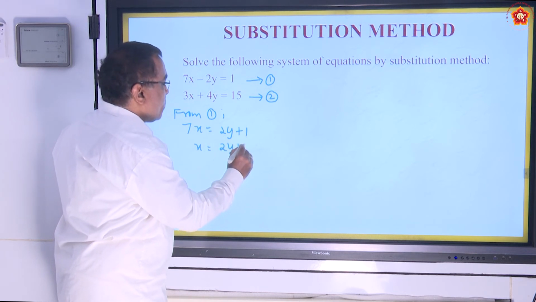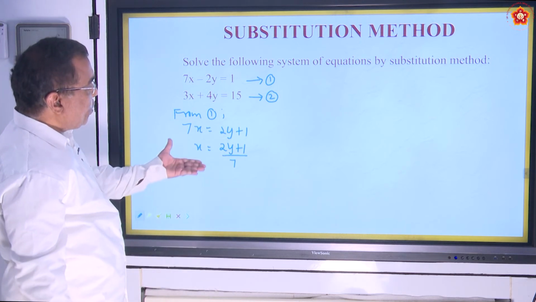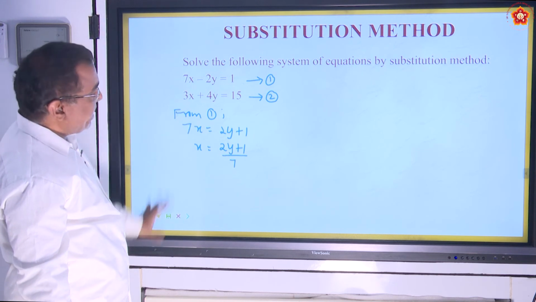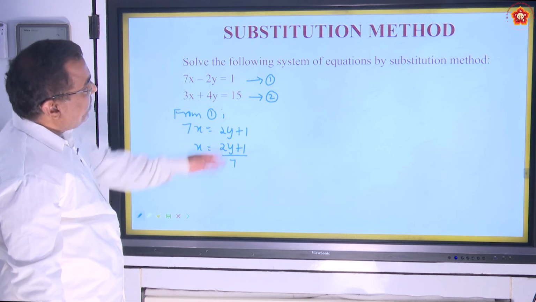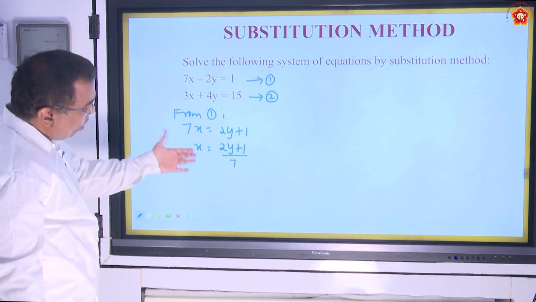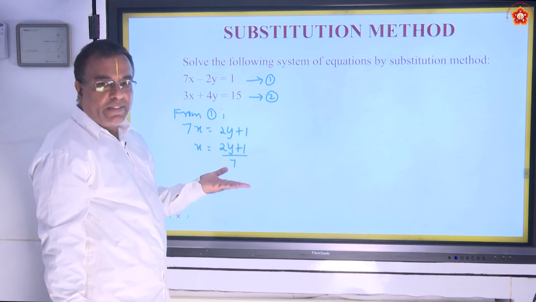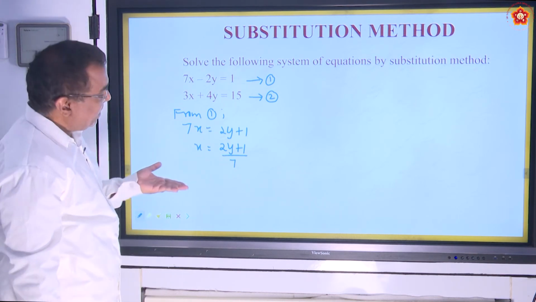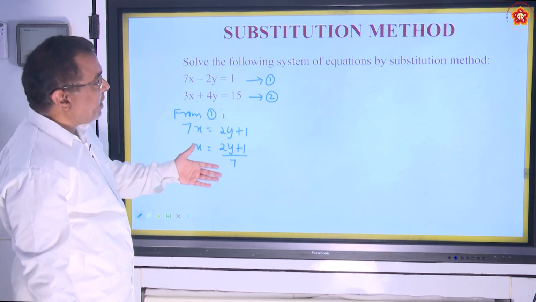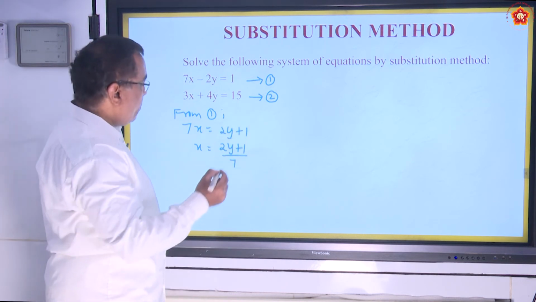It will be (2y plus 1) whole divided by 7. Now substitute this value of x, whatever we have obtained, in the second equation. That is why we call it the substitution method. Here we get the value of x or y. Here I have found the value of x, but you can also find the value of y instead. After finding the value of x or y, we substitute that value in the next equation. So on substituting, what happens?